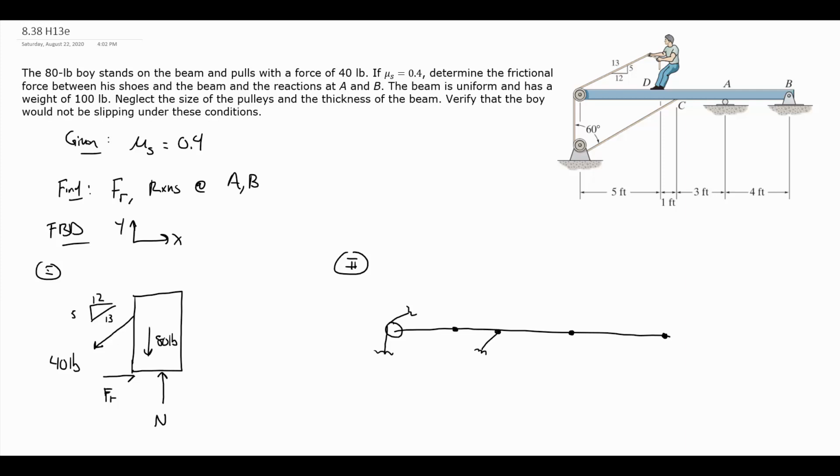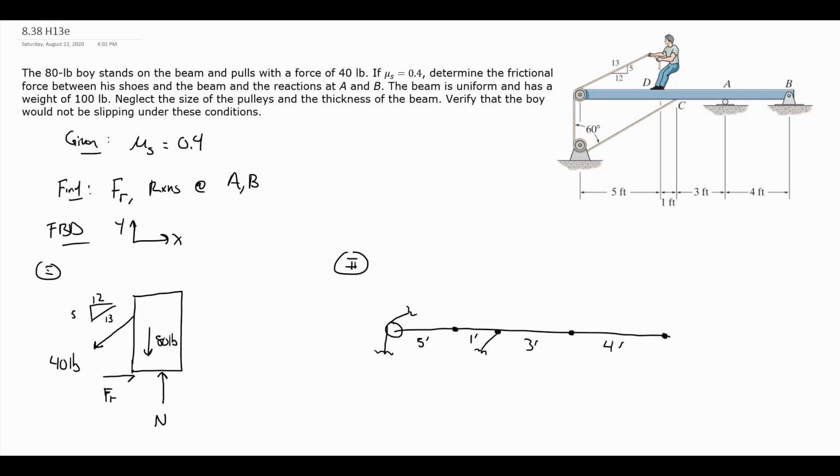So let's go through this. It's a little bit complicated. So we're going to have 5 feet to go from the left end to D, where the buoy is, 1 foot between D and C, 3 feet between C and A, and 4 feet between A and B. So I'll put just those dimensions down first while I am here.